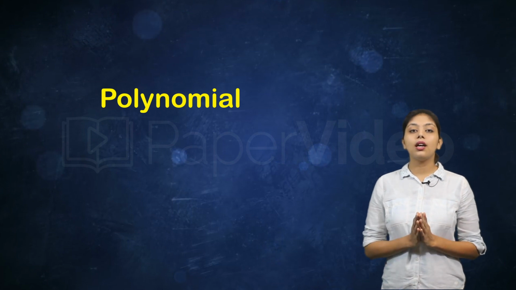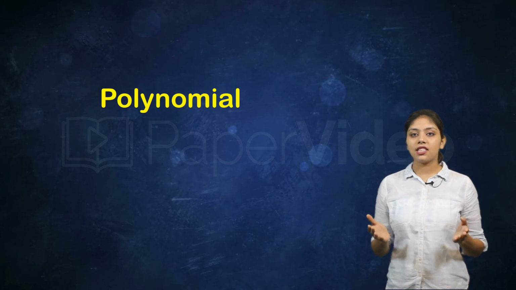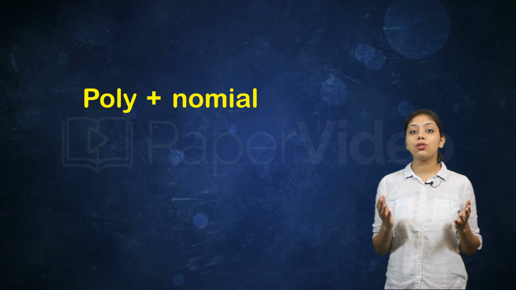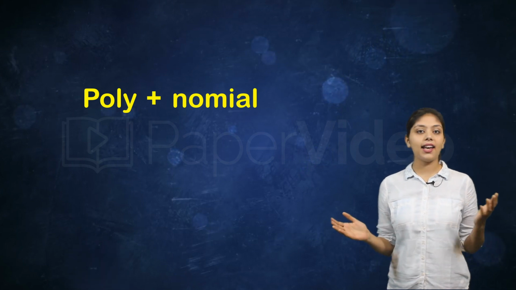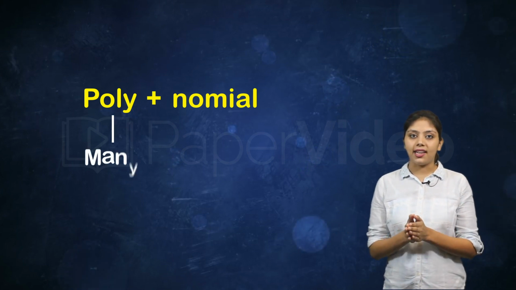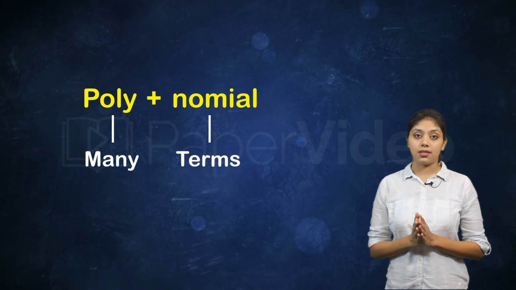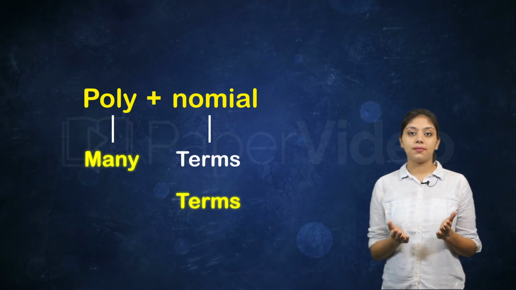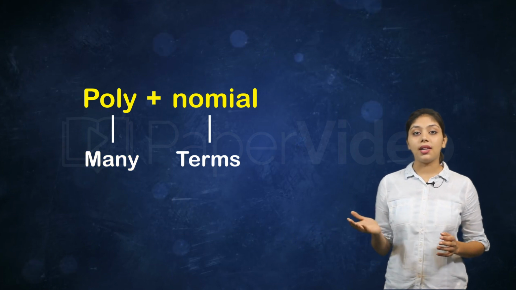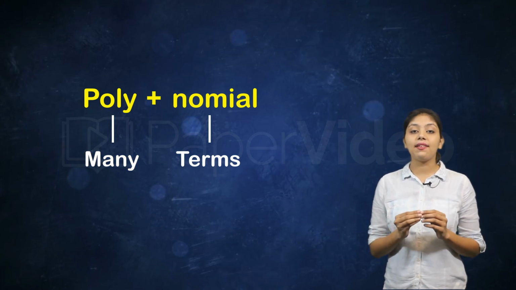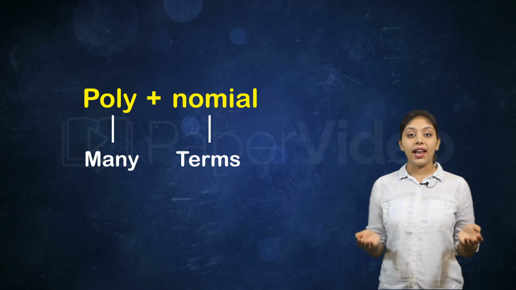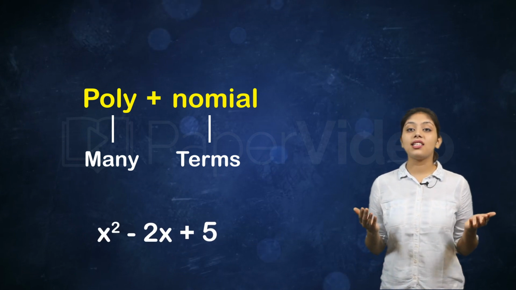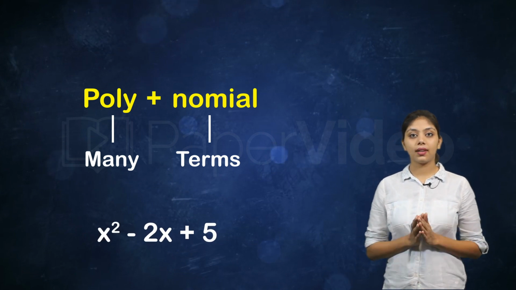Now, let's come to the meaning of a polynomial. To understand its meaning, let us break the word polynomial into two separate words, poly and nomial. Poly means many and nomial means terms. So, polynomial means many terms. Therefore, a polynomial is basically an expression having many terms. For example, x square minus 2x plus 5.